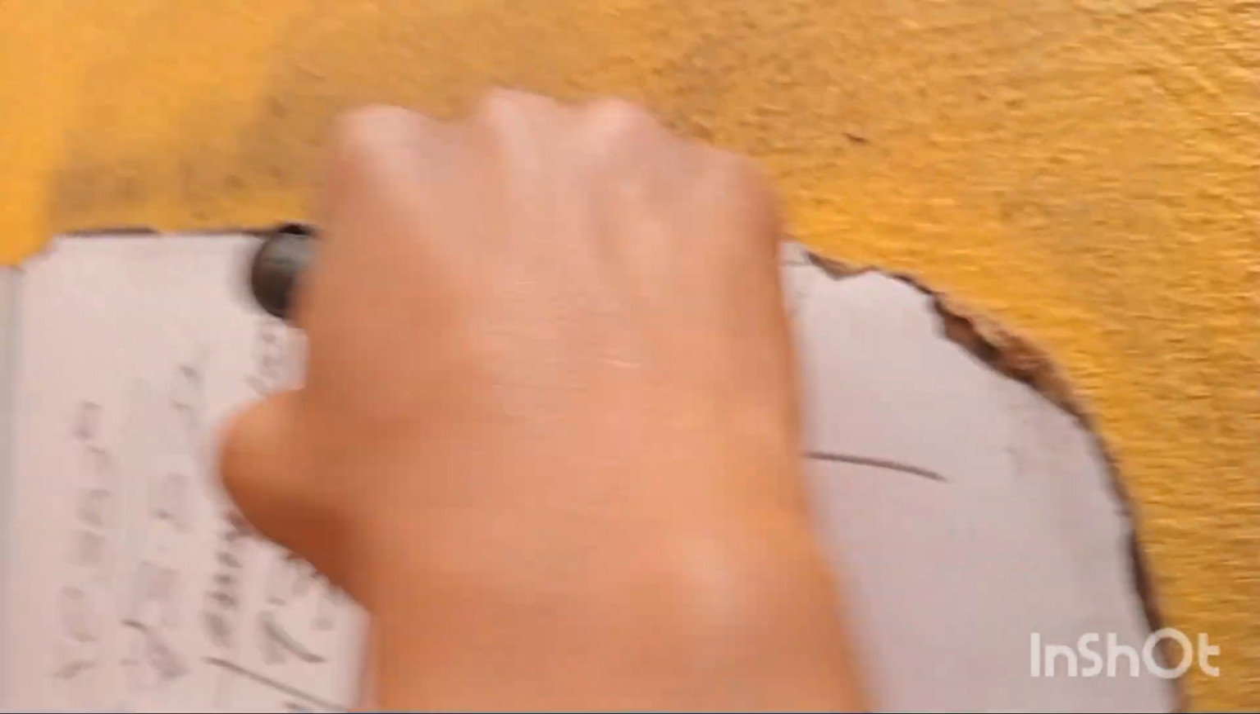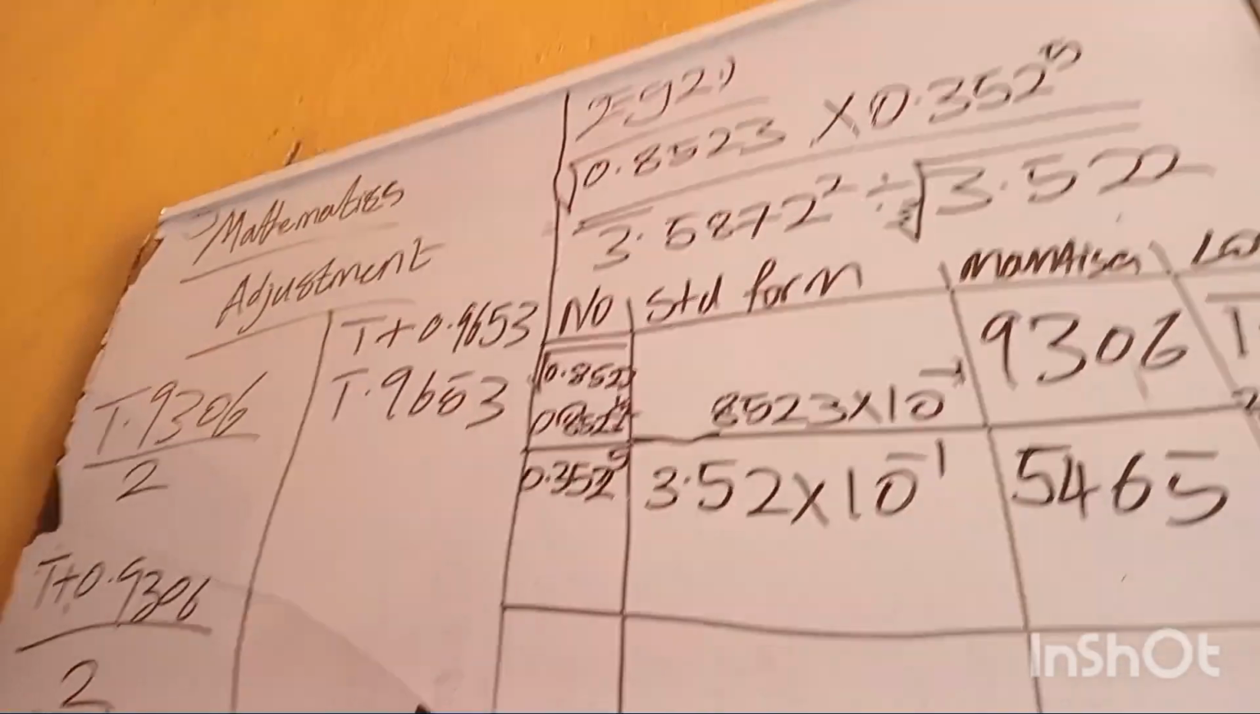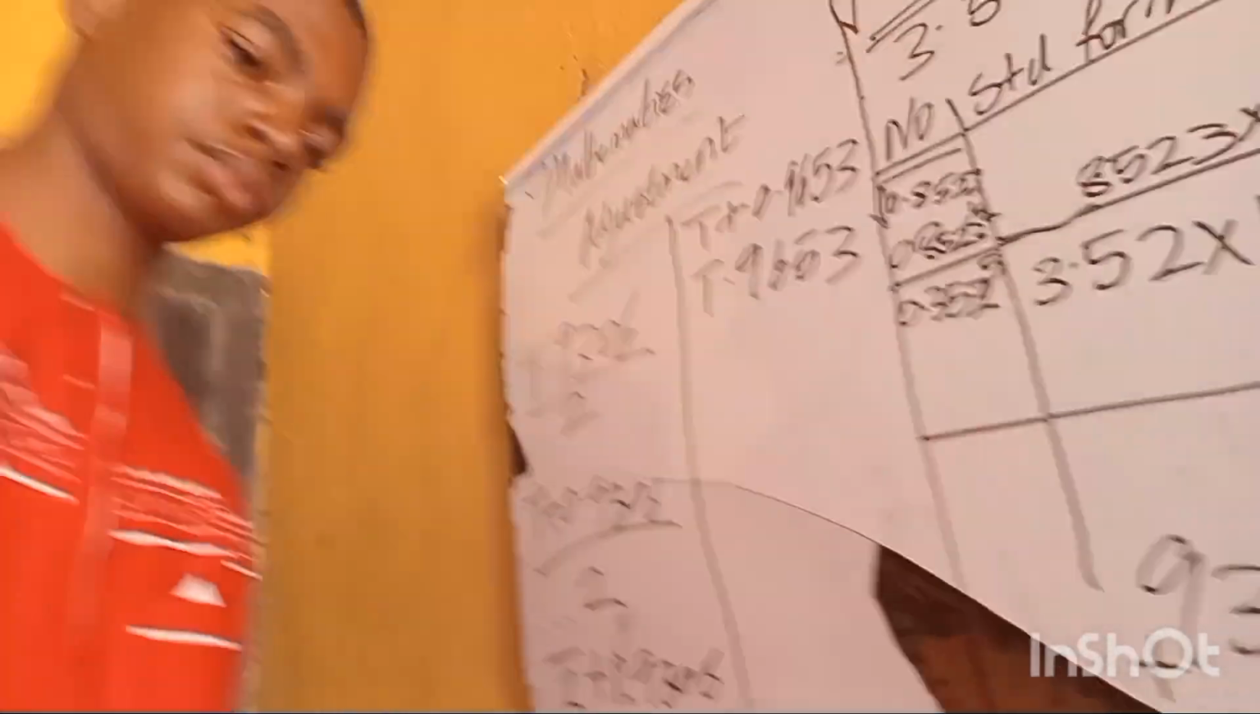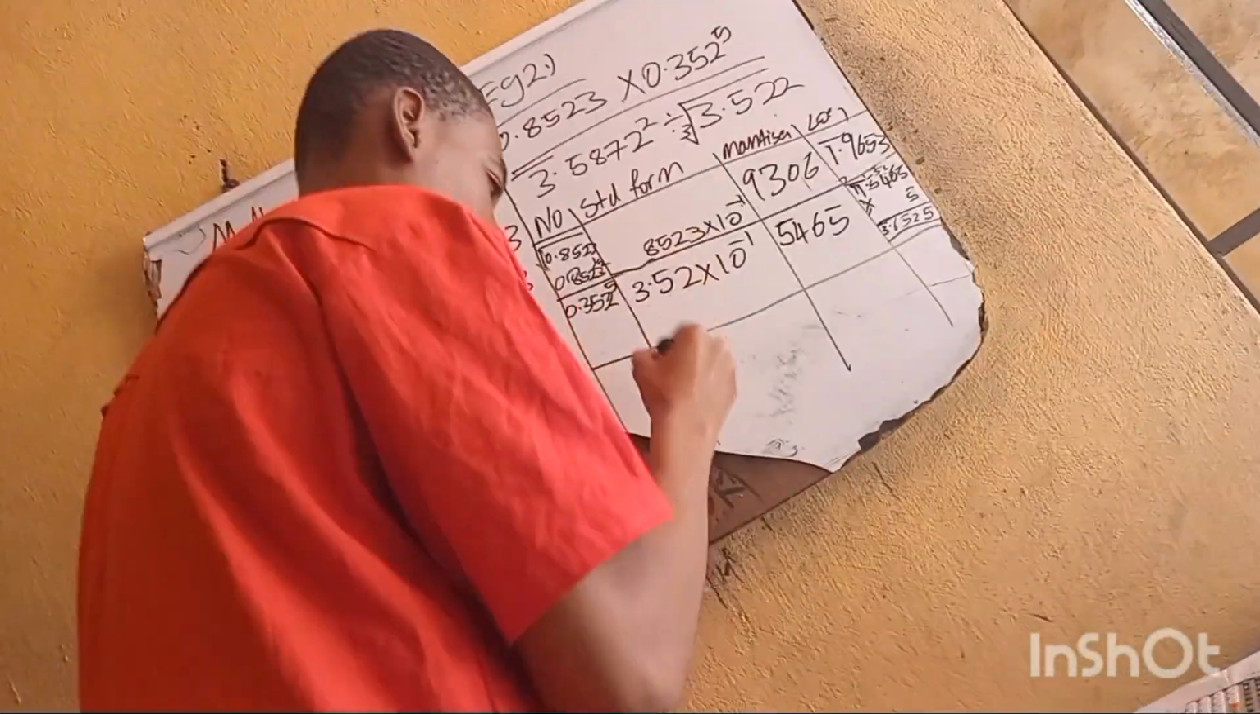Now this is the logarithm of this number. We found the logarithm of this number. For the power, you multiply the logarithm by the power.